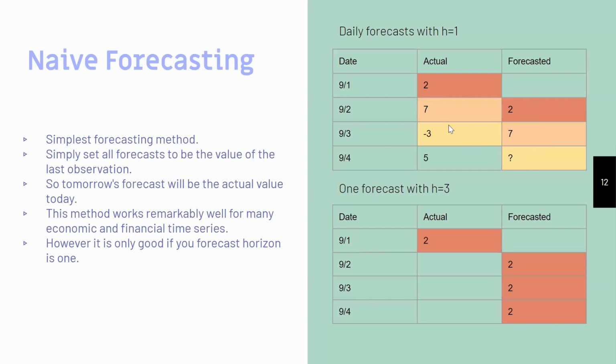And just to make it a little bit more interactive, what do you guys think would be the forecasted value for September 4th? What should we put for September 4th? I have a question mark here.